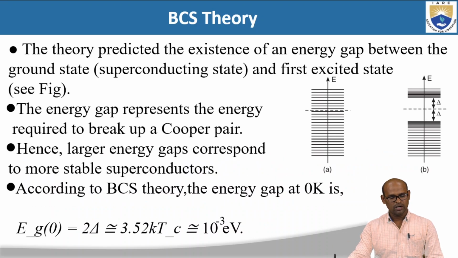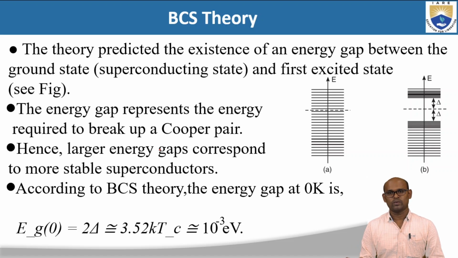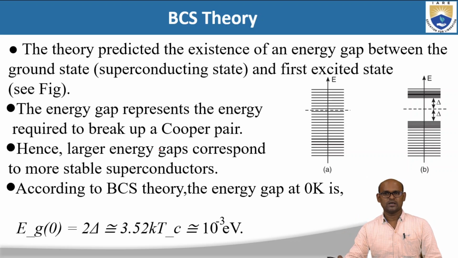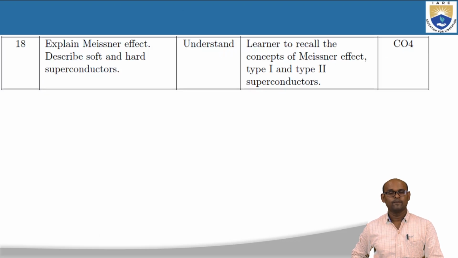You can look at the energy gap between the superconducting state and the normal state. BCS theory predicted the existence of an energy gap between the ground state, which is the superconducting state, and the excited state, which is the normal state. The energy gap represents the energy required to break up a Cooper pair, because there are Cooper pairs present in the superconducting state. If you want to convert the superconducting state to the normal state, you need to supply energy to break these Cooper pairs. According to BCS theory, the energy gap at 0 Kelvin is around 10^-3 electron volts.